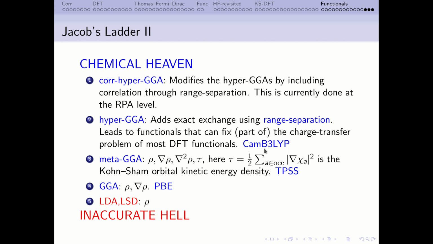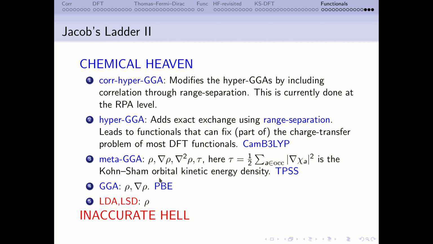Examples here are CAM-B3LYP, and each rung is trying to fix a problem with the lower rung. So here something called the charge transfer problem is fixed. Then we have the correlation hyper GGAs, which include correlation missing in the rung below. And then we reach chemical heaven, or if you're a physicist heaven, I don't know.